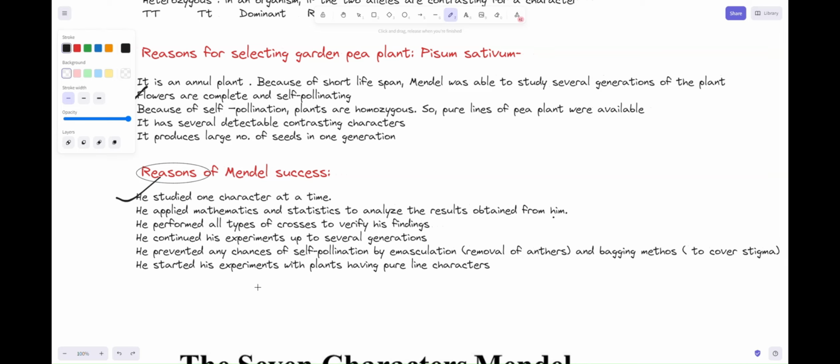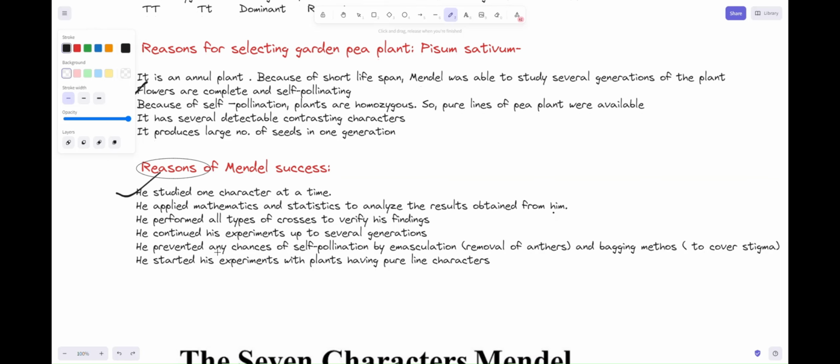Then crossbreeding was done, and pure lines of parent plants were ascertained by a series of self-crossing tests between progeny of several generations. Mendel's experiments also dealt with a large sample size. So these are the points which you can study under the reasons of Mendel's success.